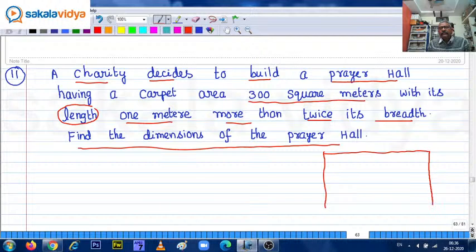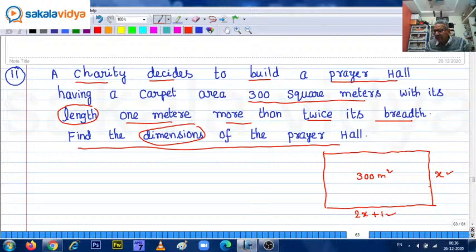A carpet covers the total 300 square units. That means the area of this prayer hall is 300 square meters. This is the length, this is the breadth. Length is 1 meter more than twice its breadth. For example, if the breadth is x, the length will be 2x plus 1. Then we need to find the dimensions, that means the length and the breadth, the 2x plus 1 value and the x value.